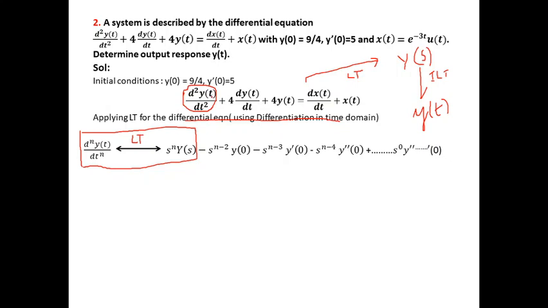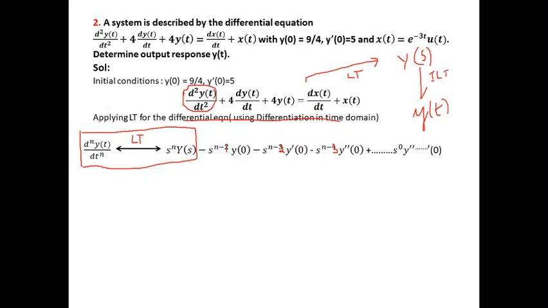But since we have initial conditions, in general the formula is you need to go on subtracting by reducing the power. So it will be s power n minus 1, and then s power n minus 2, and then s power n minus 3. You go on reducing the value until you reach s power 0. Similarly, every time you reduce, the initial conditions have to be taken, and every time the initial conditions have to be differentiated. The differentiated values have to be taken.